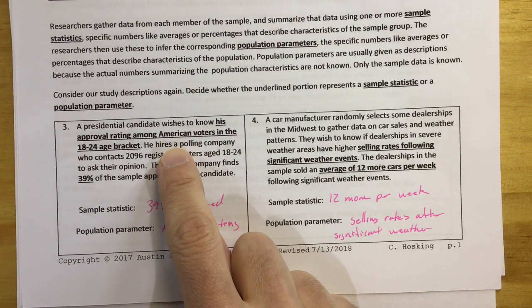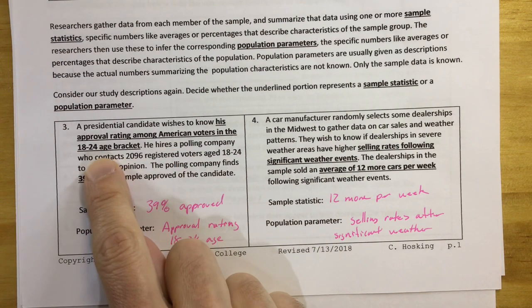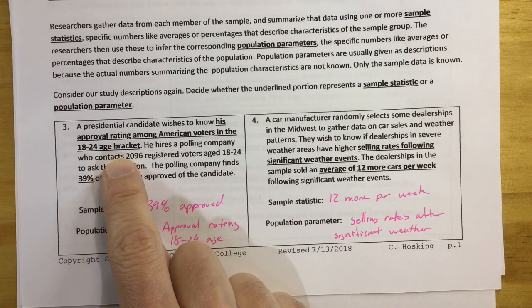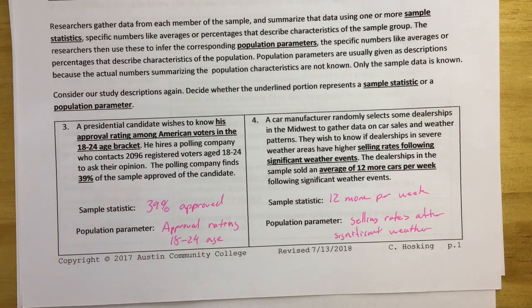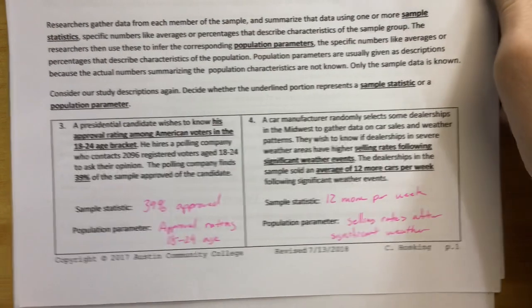It's his approval rating among American voters in the 18 to 24 age bracket. That's the thing that he wants to know, but you don't actually get a value from it, and you never do, because that's the whole concept of we can't talk to every single person in the age bracket. So we're doing a sample and getting a sample statistic. If you could survey every single person that's in your group, then your population parameter could be answered as a number like a sample statistic. We won't see any of that though occur.